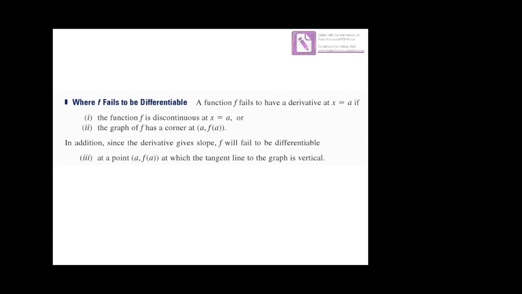Also, since the derivative gives the slope, f will fail to be differentiable at a point a, f of a, at which the tangent line to the graph is vertical. We saw an example of this in 2.7 with y equals x^(1/3), where the tangent line was vertical, and we said this function doesn't have a slope. So here we have three cases where the function is not differentiable: if it is not continuous at a, if it has a corner, or if it has a vertical tangent. These are the three cases you need to know, with an example.